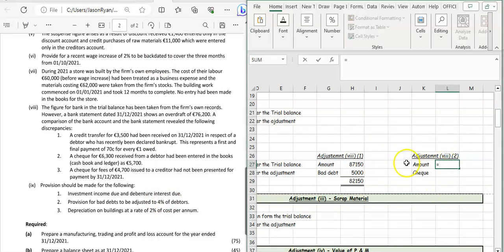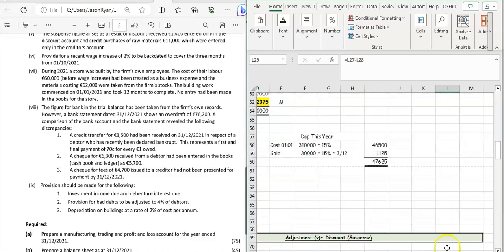So make sure you use the up-to-date figure of 82,150. Then we've got this cheque of 600. They've paid us an extra 600, so we need to reduce our debtors. And we'll get a new figure of 81,550. That's going to go into your balance sheet as a current asset.